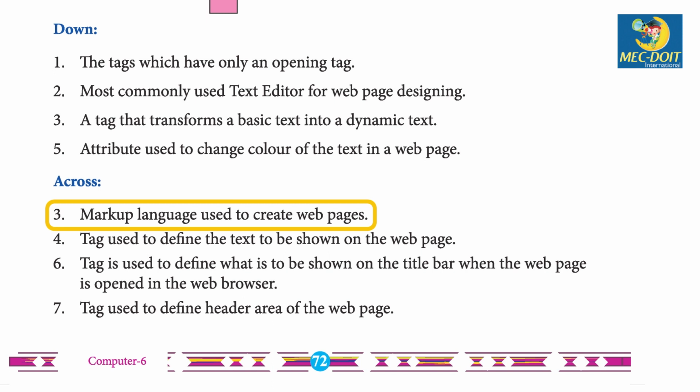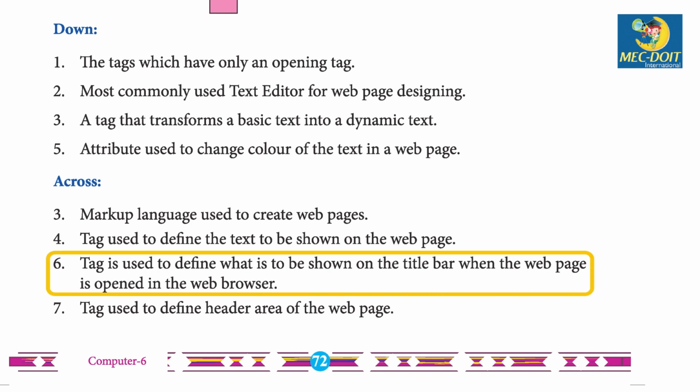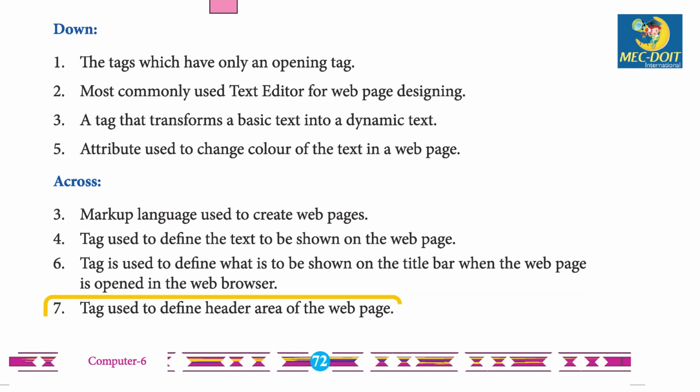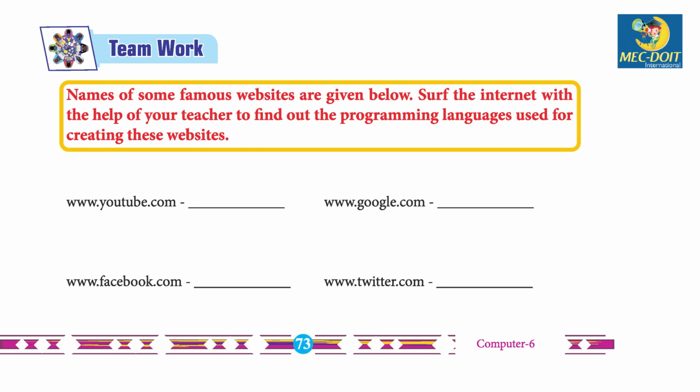Answer. HTML. 4. Tag used to define the text to be shown on the web page. Answer. Code. 6. Tag is used to define what is to be shown on the title bar when the web page is opened in the web browser. Answer. Title. 7. Tag used to define header area of the web page. Answer. Text.